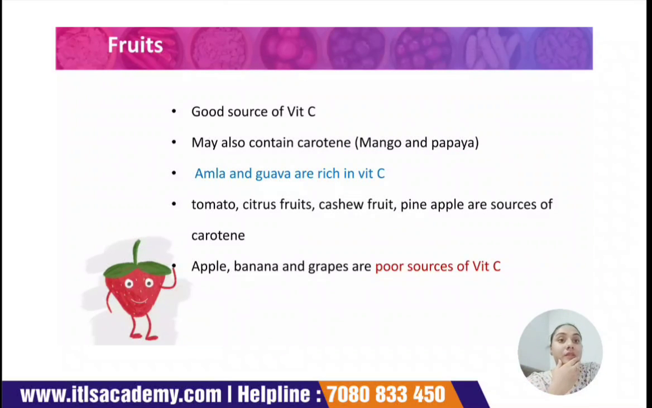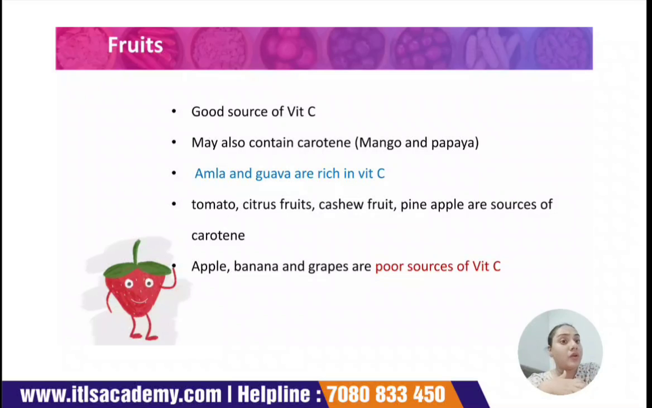Now coming to the fruits. Fruits have a good source of vitamin C. They may also contain carotene, like mango and papaya, which are good sources of carotene. Amla and guava are rich in vitamin C. Even the mosmi is a good source of vitamin C.